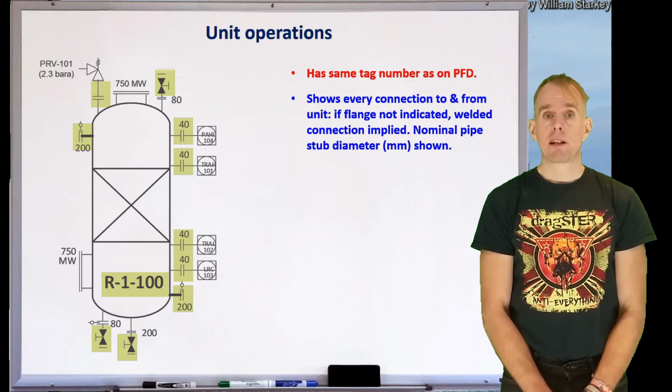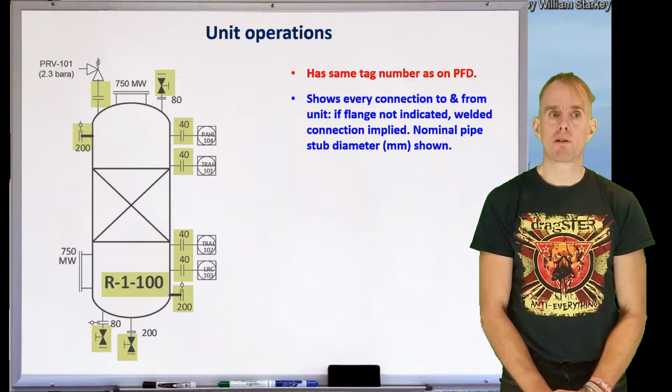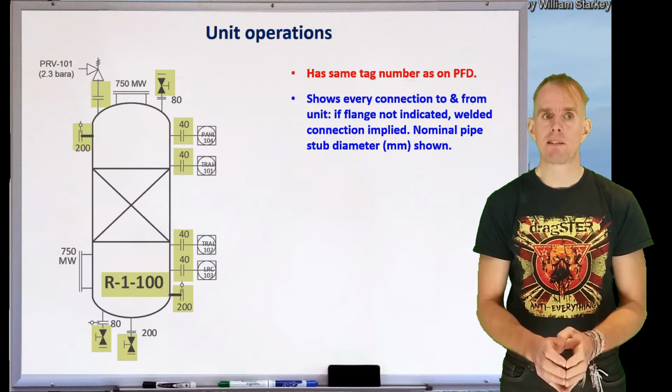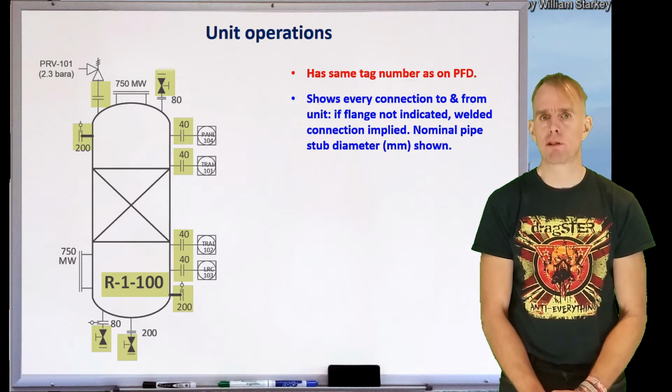Instruments aren't the only thing that connect into a vessel either. So if we look at the base of the vessel, we've got two blacked out valves, so they're designated normally closed. One's a 200mm line, one's an 80mm line. Now these will be vessel drains of some sort.